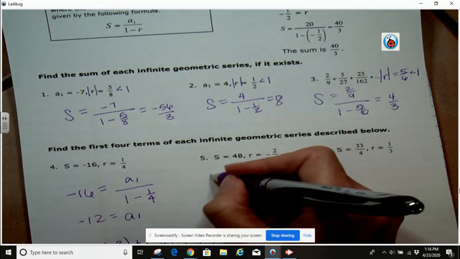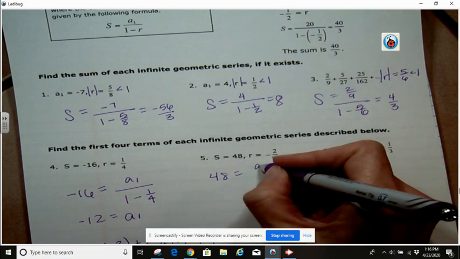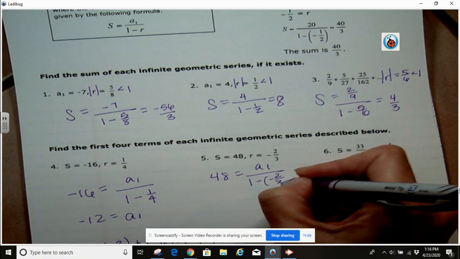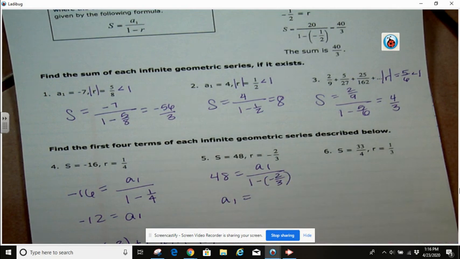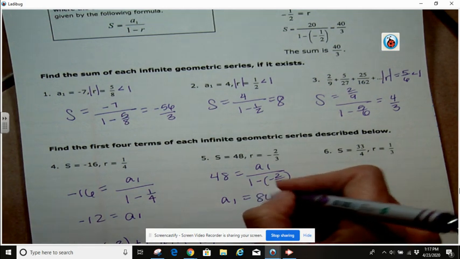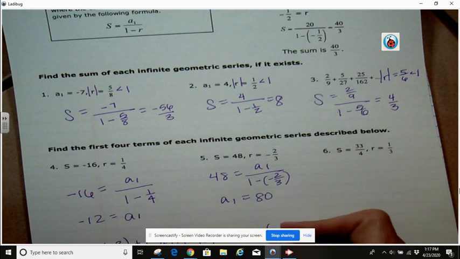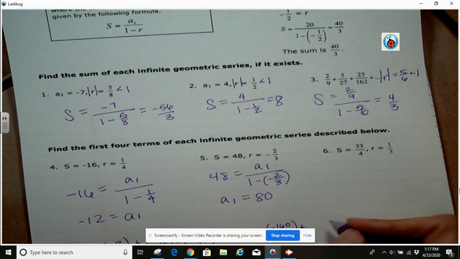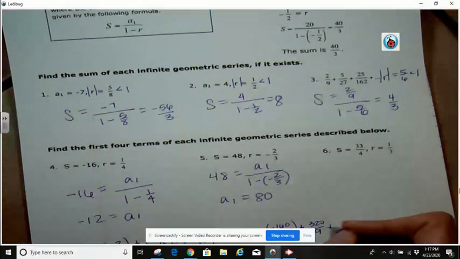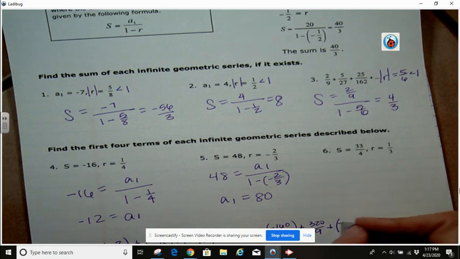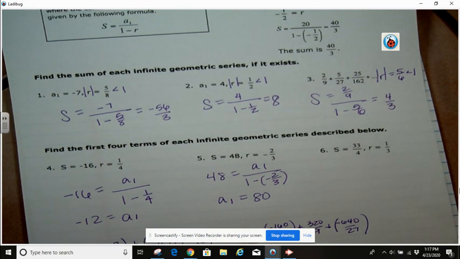Try one more time. 48 equals a sub 1 over 1 minus -2/3. That will give us that a sub 1 equals 80. So now I know my first term is 80. I'm multiplying by -2/3 each time. So 80 times -2/3 is -160/3. Multiply that times -2/3, you get 320 over 9. Multiply that times -2/3, you get -640 over 27. Avoid rounding wherever possible.